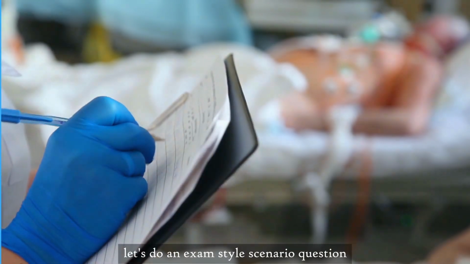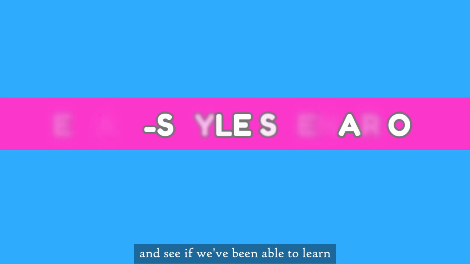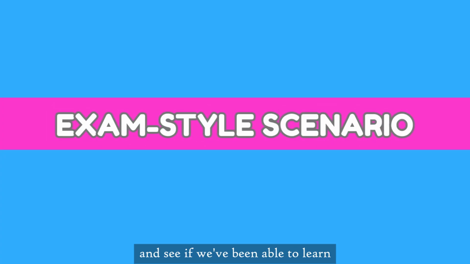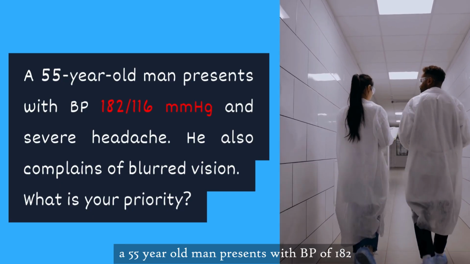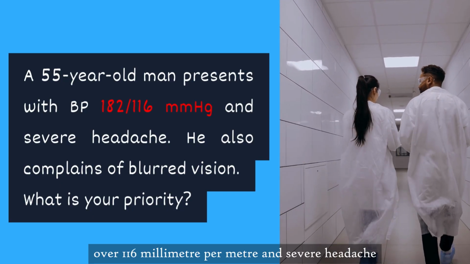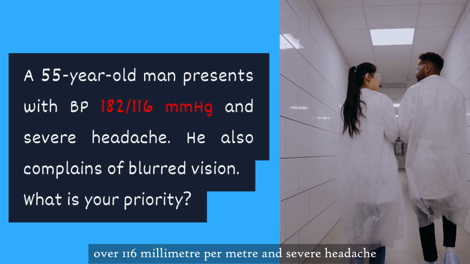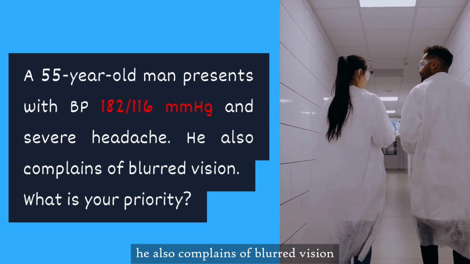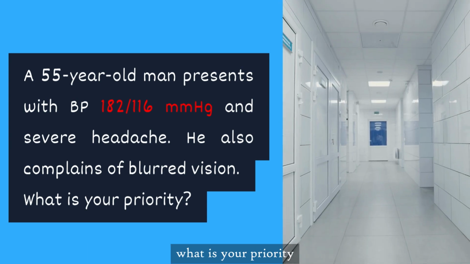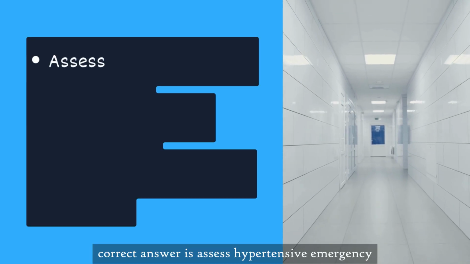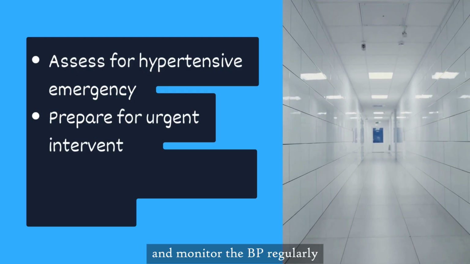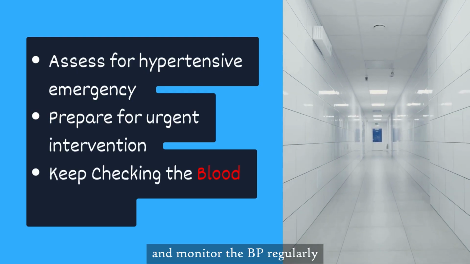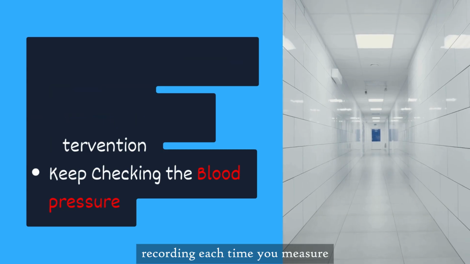Quickly, let's do an exam style scenario question and see if we've been able to learn. A 55-year-old man presents with BP of 182/116 mmHg and severe headache. He also complains of blurred vision. What is your priority? Correct answer is assess for hypertensive emergency, prepare for urgent intervention, and monitor the BP regularly, recording each time you measure.